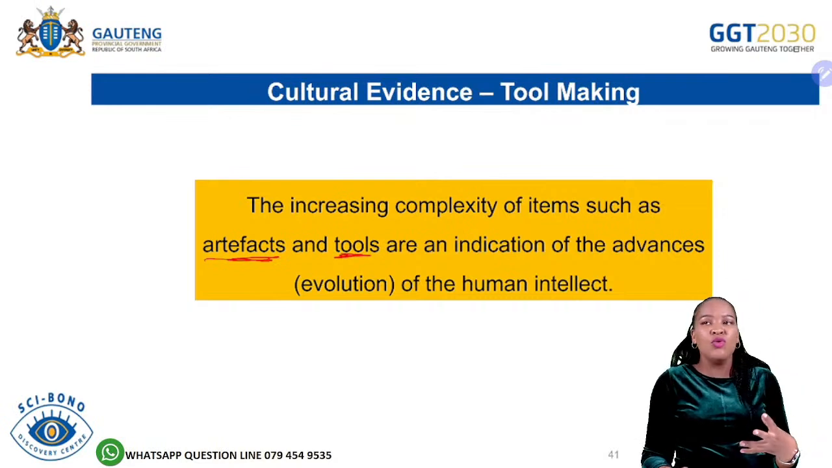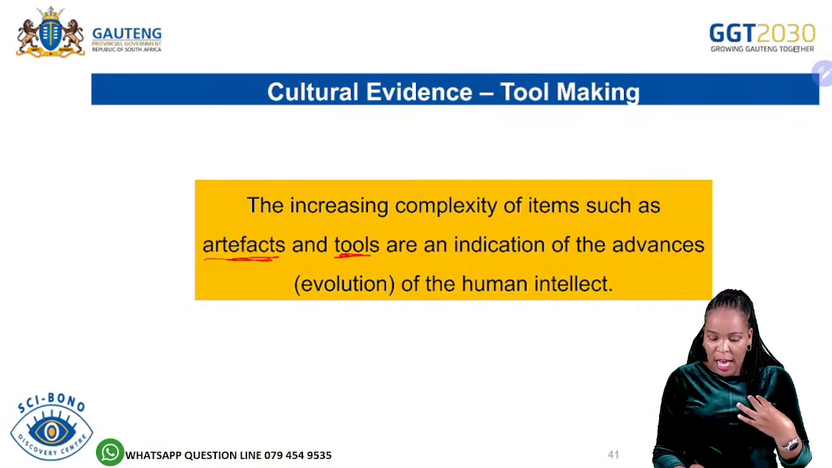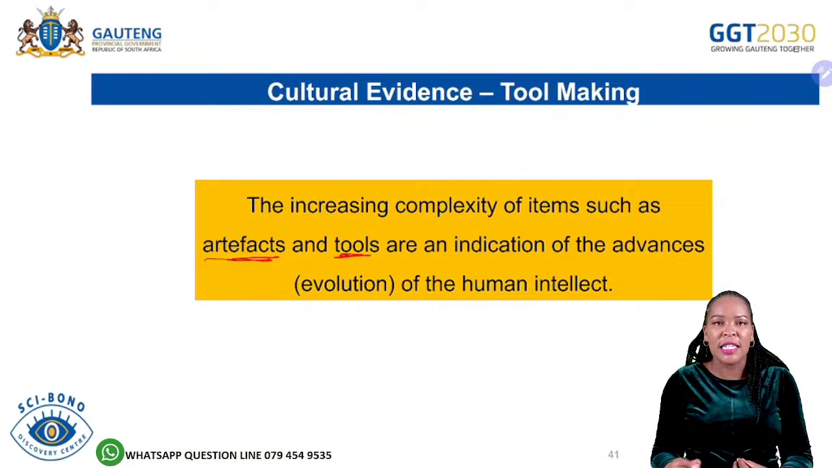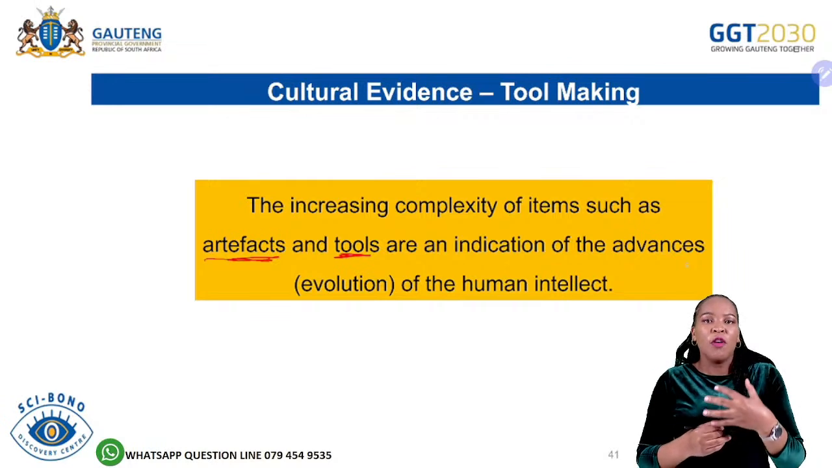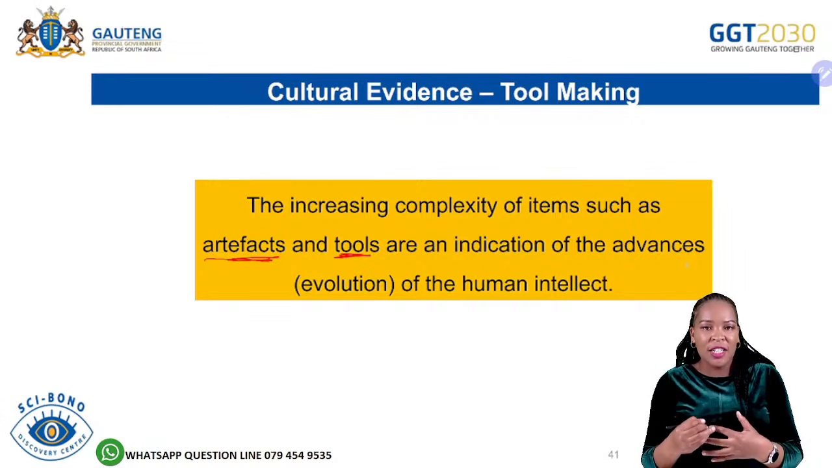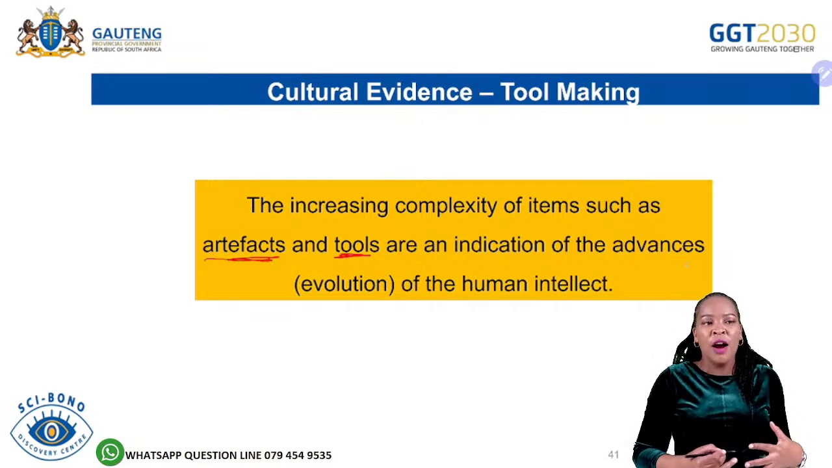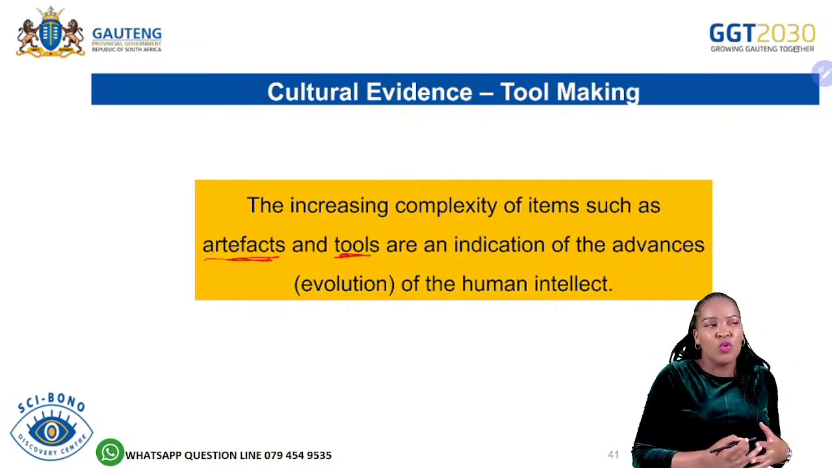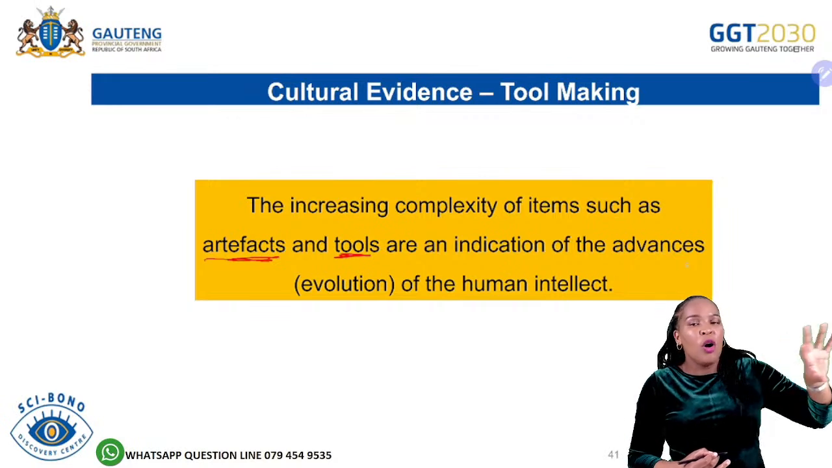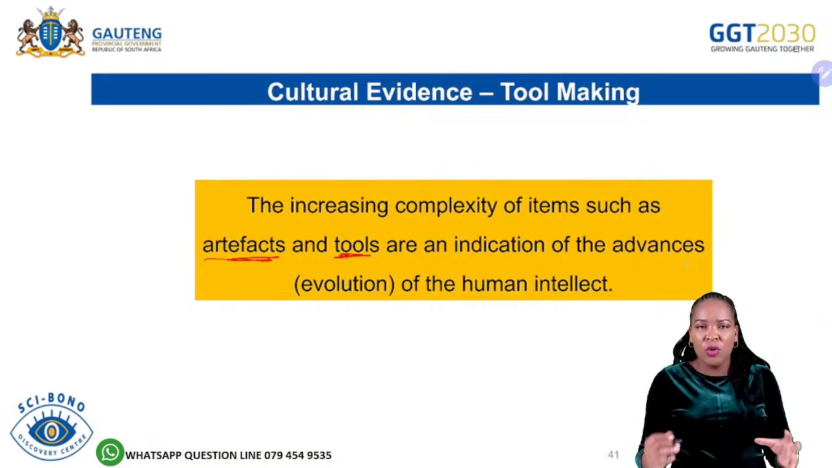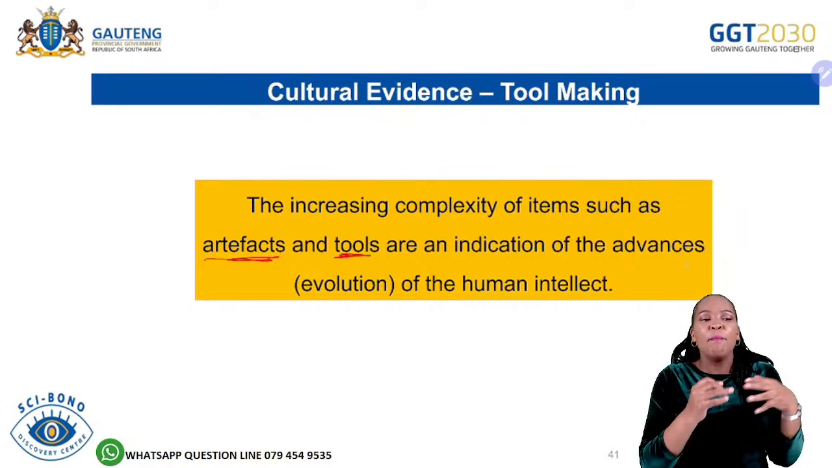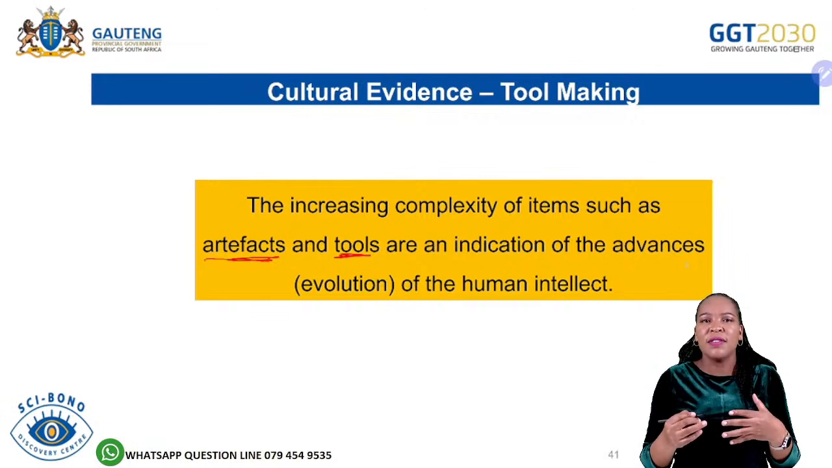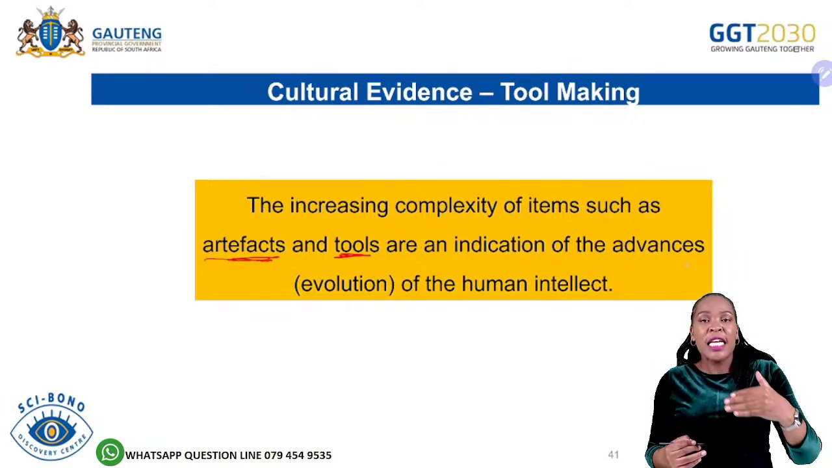Artifacts are the things that you use, that you see, and the tools are an indication of the advances or the evolution of the human intellect. As the species were evolving, you could see the improvement in their intellect with the evidence collected from the artifacts, from the things that they were doing, from the arts on the walls, from the tools that were found. It shows that thought process has been applied in making those tools. That gives us the idea that these organisms are now building intelligence.